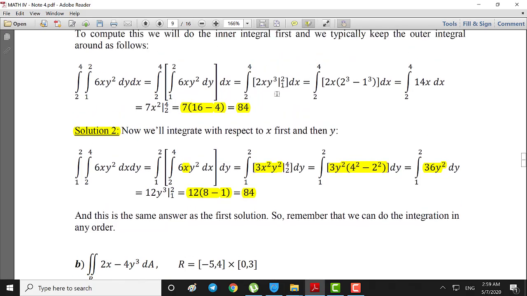So in the first solution, the inner integral was the integration with respect to y, and the outer integral was the integration with respect to x. And in the second way, the inner integral was the integration with respect to x, and the outer integral was the integration with respect to y.